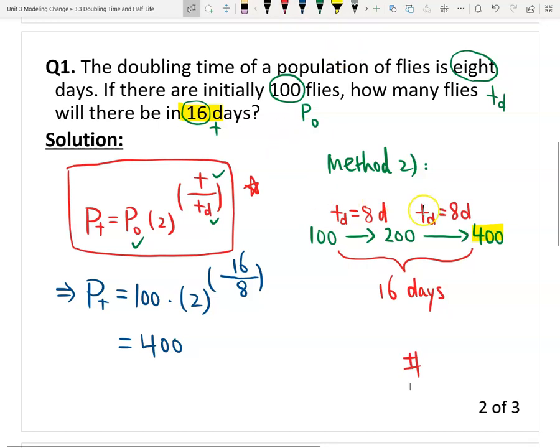Method 2 is much easier, but method 2 does not always work. It works for good numbers like 100 going to 400, or 16 days covering 2 doubling times. If we change 16 to like 20 days, which means it's not 2 doubling times, it's 2 point something doubling times, therefore this method does not work. We have to go to the formula. Let me practice one more question.